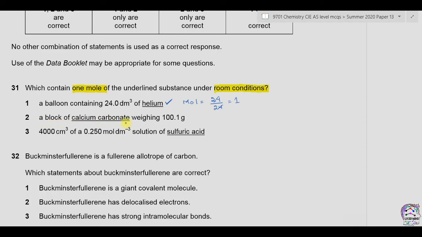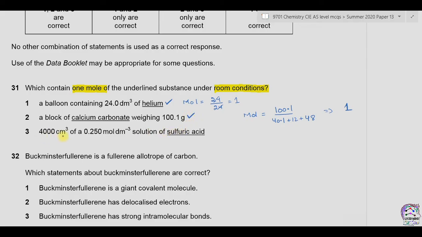2. A block of calcium carbonate weighing 100.1 grams. Now we can find the moles of this calcium carbonate by the formula. Moles is equal to mass in grams, we have 100.1 divided by Mr. The Mr of calcium carbonate is 40.1 plus 12 plus 3 oxygen atoms. So therefore the answer is 1. So this is also correct.